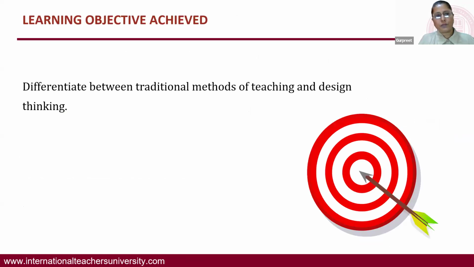So that brings us to the achievement of the learning objective, that is, differentiate between traditional methods of teaching and design thinking. I welcome your questions if you have any regarding design thinking and traditional thinking. Please put up your questions in the chat box, if any. Then we move ahead to the steps of design thinking and how we can implement them in our classrooms.